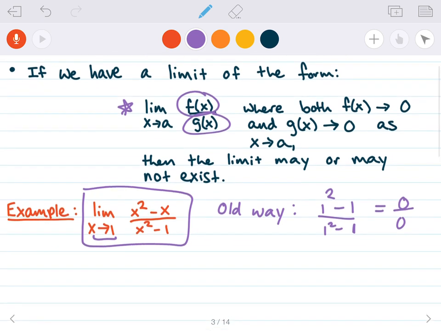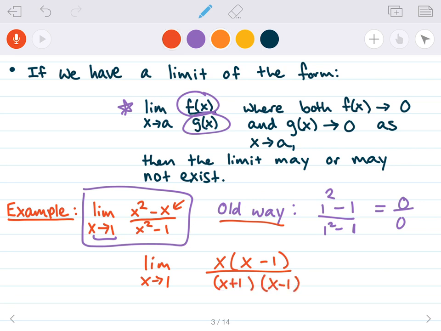Since we have that, we need to figure out something else. So what we did was we saw if we could factor something and divide out a removable discontinuity. So in this case, we can factor out an x out of the numerator, and we get this. And on the bottom, we have a difference of squares. So that can be factored like this.